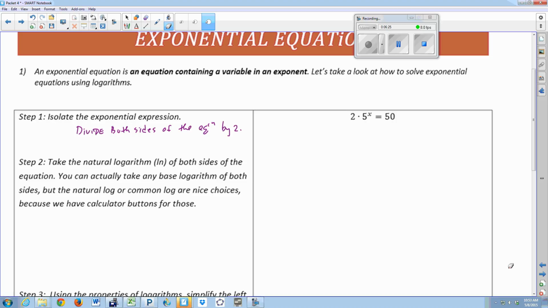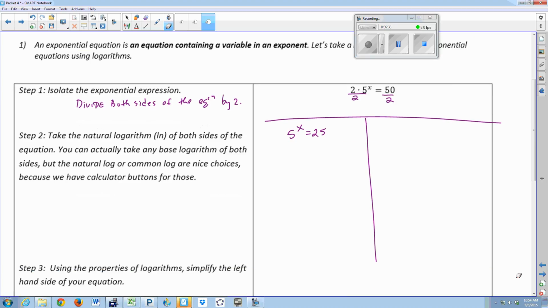We solve equations by inverse operations. So we're going to divide this by 2, and we're going to divide this by 2. And we get 5 to the x equals 25. Well, we just did this problem for the preview exercises. So if we use the method relating the bases, which we can here, because we can express 25 as 5 to the second, then we know x is 2.